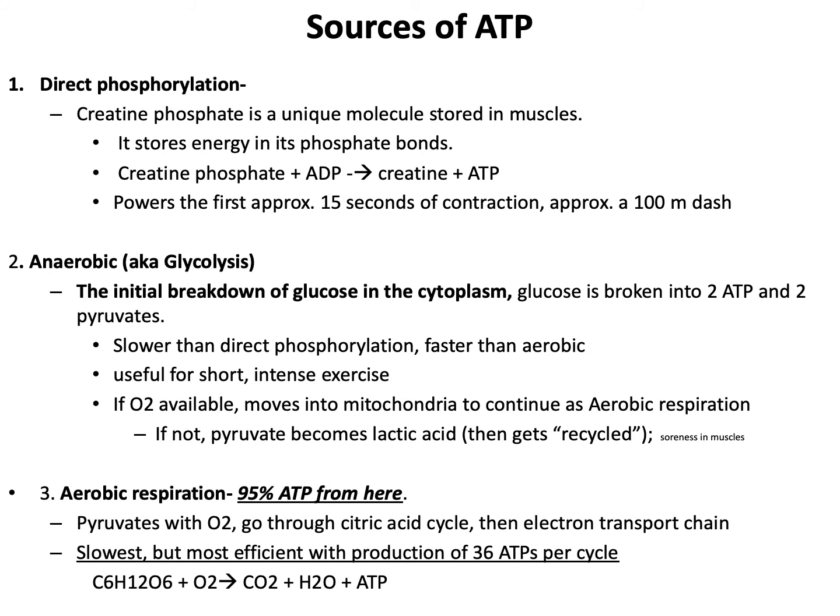Anaerobic is actually the breakdown of glucose in the cytoplasm. So initially when glucose goes into a cell, it gets broken into some 2-pyruvate molecules. You get 2 ATPs out of the deal. So not efficient. This is going to be for short, intense exercises. So maybe you run the 200 meter, you're probably using anaerobic. Aerobic is going to be things that are a little bit longer than that. Most of our ATP is coming from aerobic respiration.